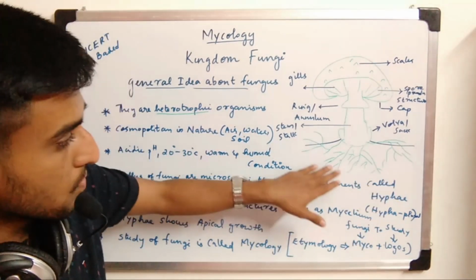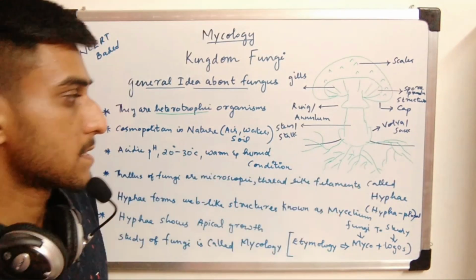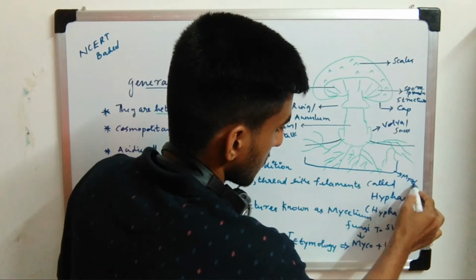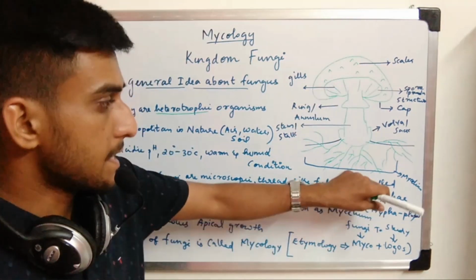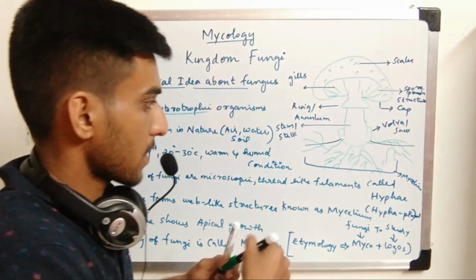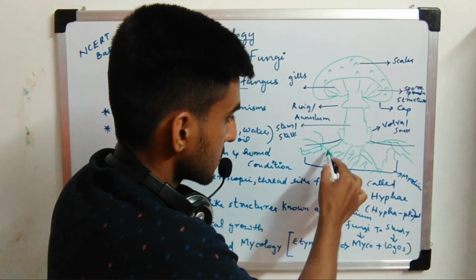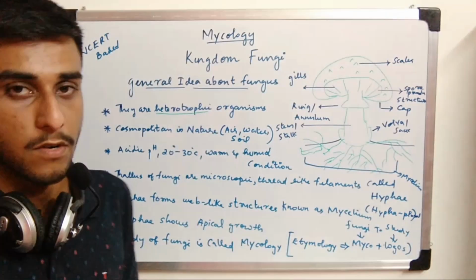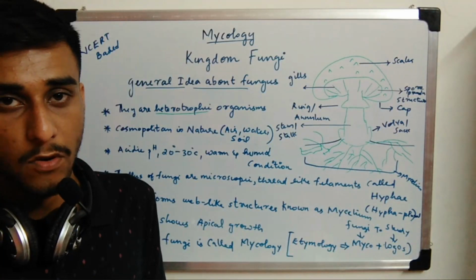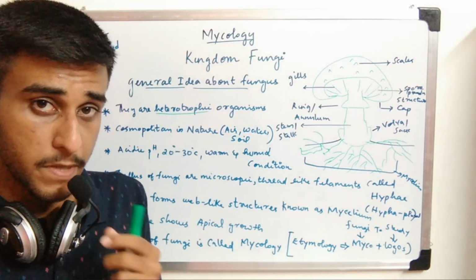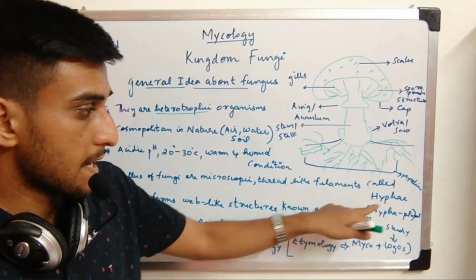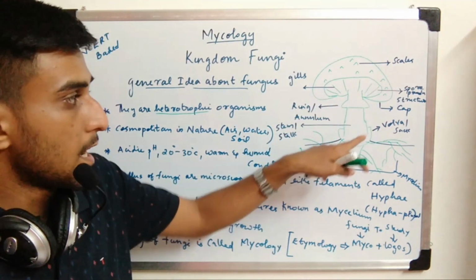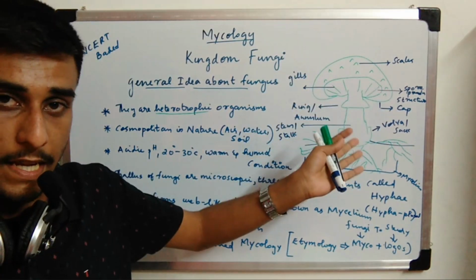If we look at the thread-like structure here, what is this? These thread-like structures are known as mycelium. The entire part is known as the mycelium. In the mycelium, each unit is known as a hypha. For example, this is a hypha, this is a hypha. So this point says that the thallus of fungi is made up of microscopic thread-like filaments known as hyphae. These filaments cannot be seen by our naked eyes, so a microscope is needed to visualize the hyphae structure. In the case of mushrooms, we can only see this spore-producing entire structure. We will discuss mushrooms in detail later.